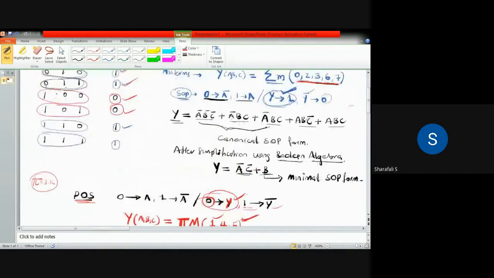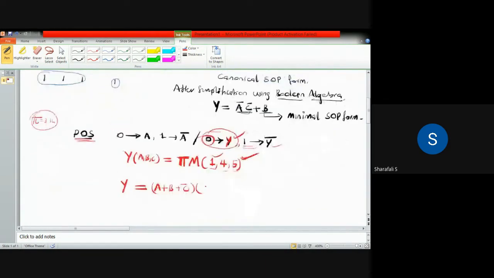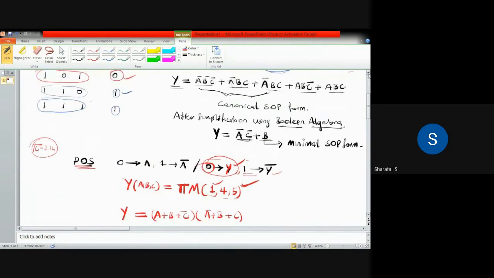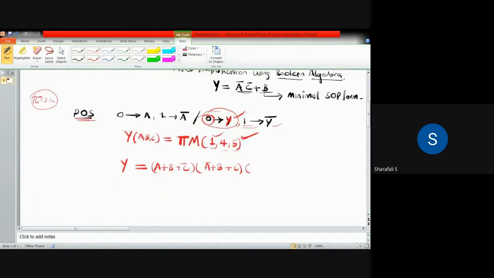This is the next one. So 100. 100 means 1 means A bar. Okay, so this is A bar. Then this one is 0, this one is also 0. So A bar B C. A bar or B or C. You have to pronounce it as or. So 101. Third one is 101. 101 means 1 means A bar, 0 means B, and 1 means C bar. So A bar B C bar. A bar or B or C bar.